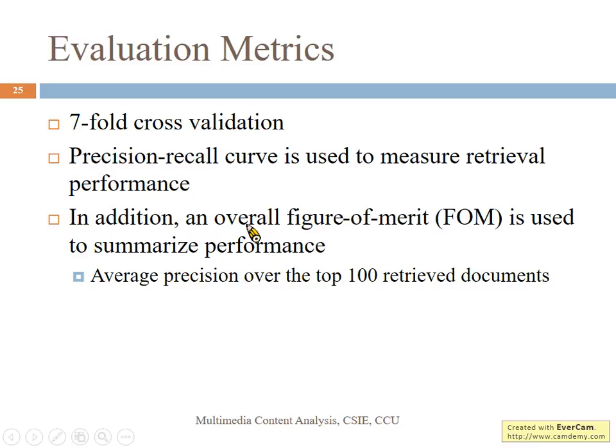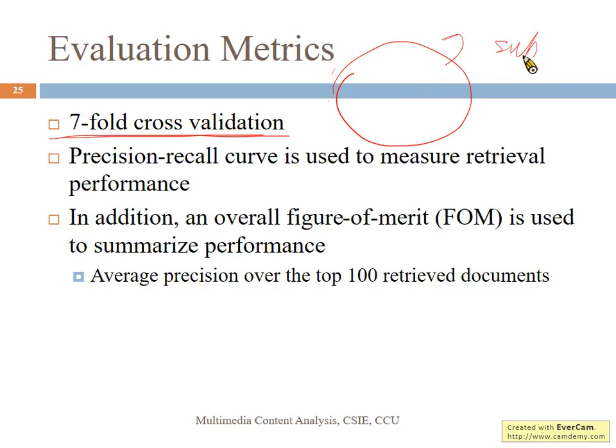For evaluation, they adopted 7-fold cross-validation. Remember that we have a data set, and we can separate this data set into 7 equally divided subsets. From them, 6 are used for training, and 1 is used for testing. This is called one run, and we repeat this training and testing procedure 7 times. So this is 7-fold cross-validation.